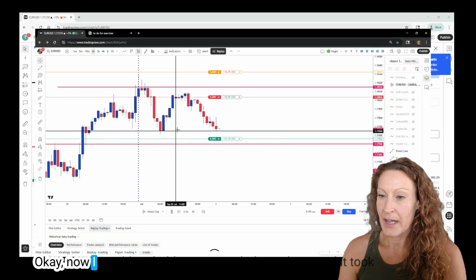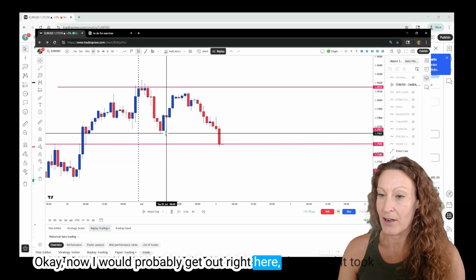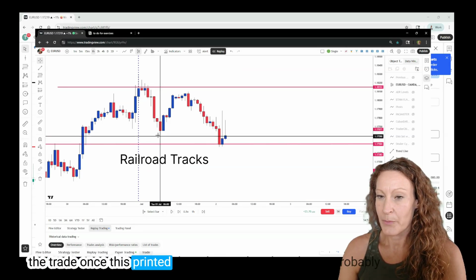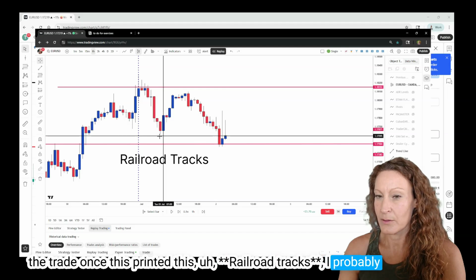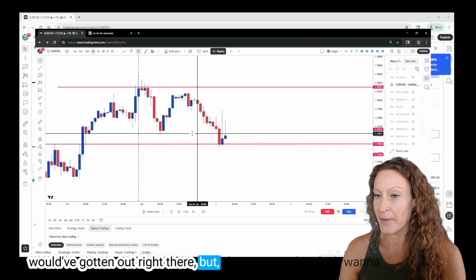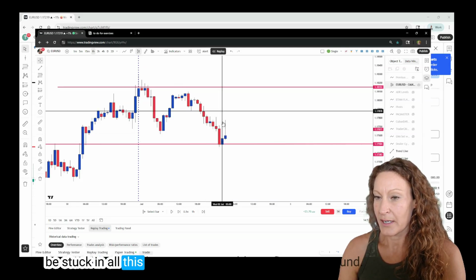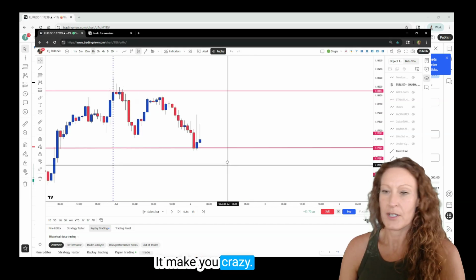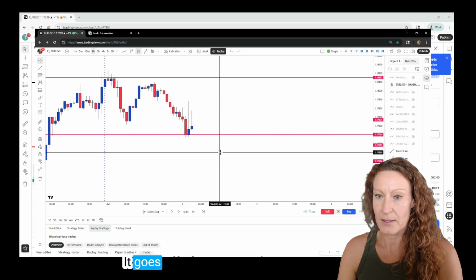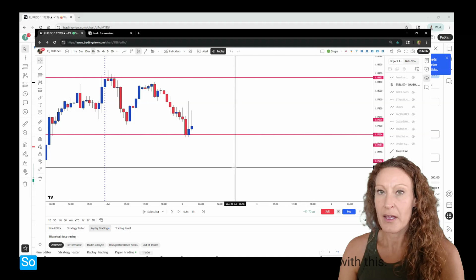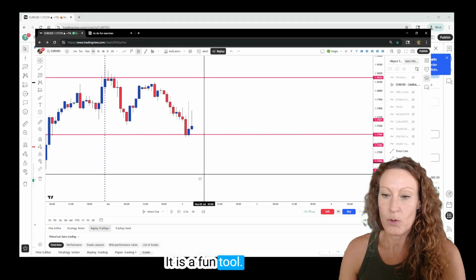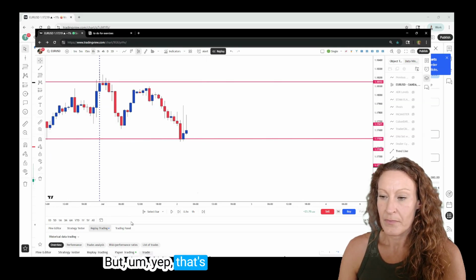Okay, now I would probably get out right here, there, and it took the trade. Once this printed, I probably would have gotten out right there, but because I don't want to be stuck in all this, because price will just fling you around and make you crazy. All right, remember emotions. It goes off of emotions, okay? So if you want to upgrade for the TradingView, you can play with this. It is a fun tool, but yep, that's how you see that.